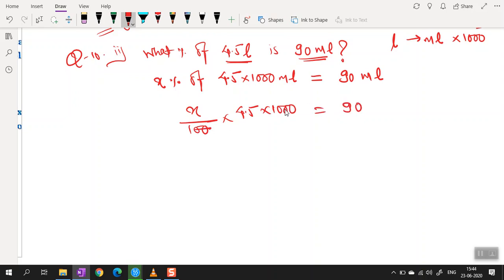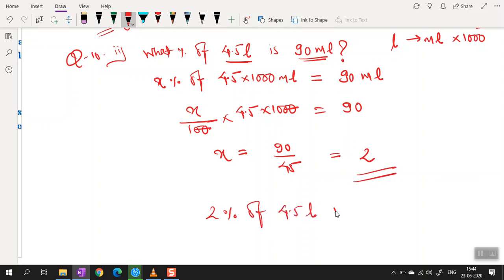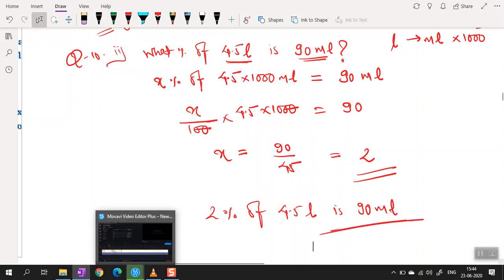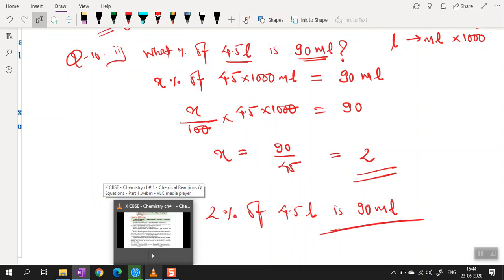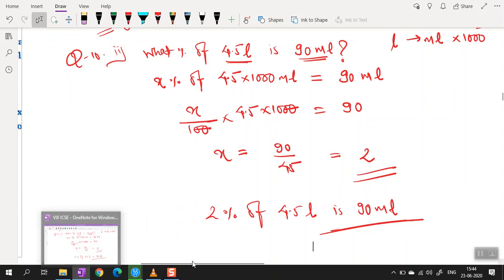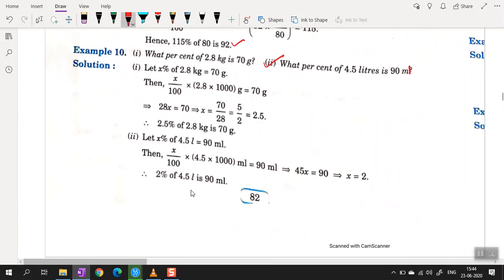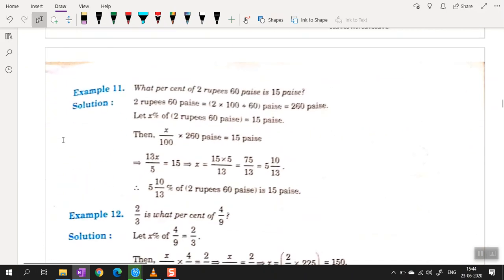So two zeros will cut over here. X is equal to 90 upon 4.5 into 10, which is 45. 90 by 45 is how much? 2. So the answer is 2% of 4.5 liters is 90 ml. Cool. What next? Is the answer 2%? Yes, absolutely correct. Let's go ahead.